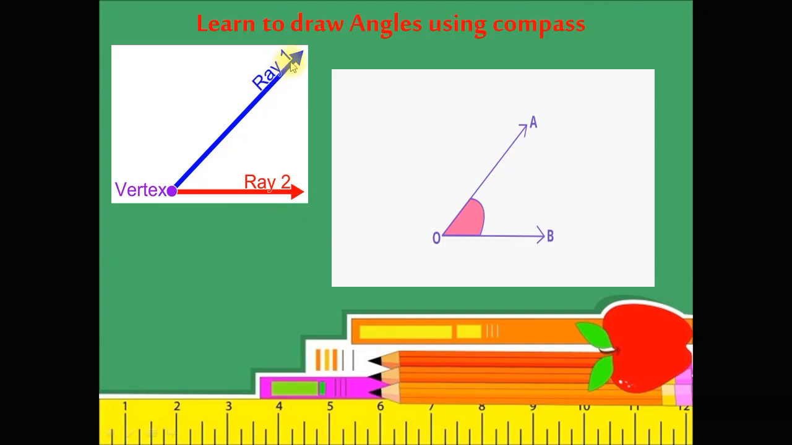So suppose there are two rays. This is ray 1 and this is ray 2. These two rays join each other at a common endpoint. This endpoint is called the vertex, and this is the angle. If we name this ray OA, this is ray 1, and OB is ray 2. These two rays join each other at this endpoint O, and AOB is the angle, and this is the measurement of this angle.